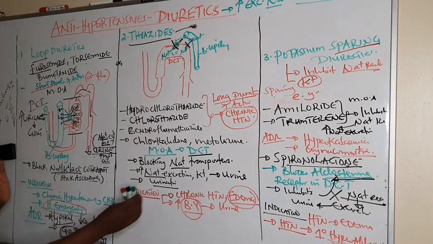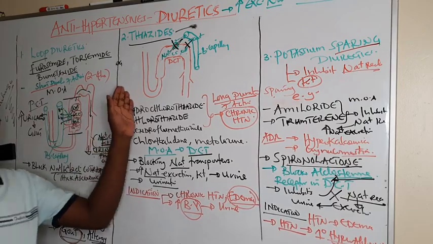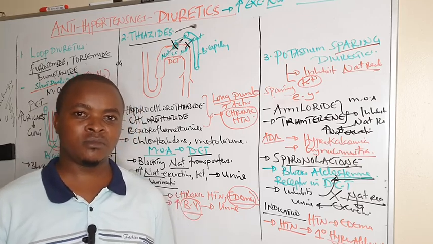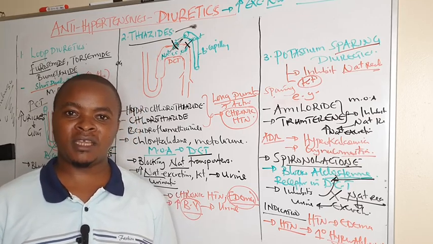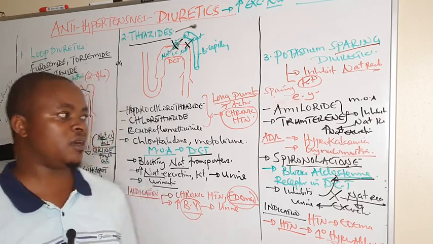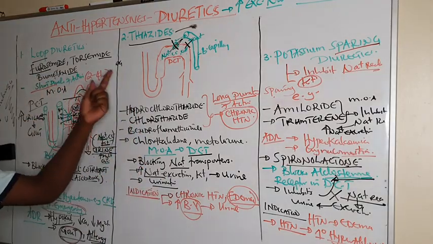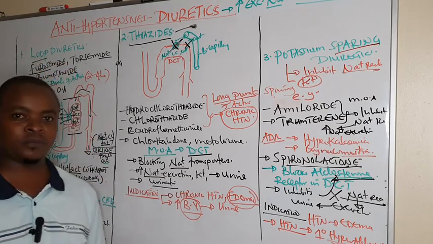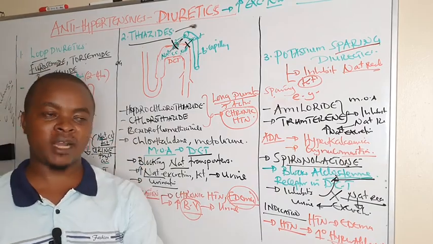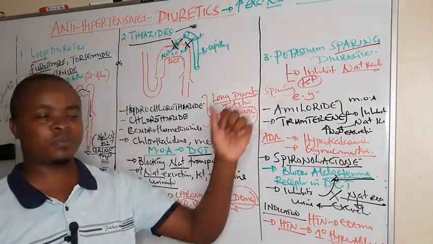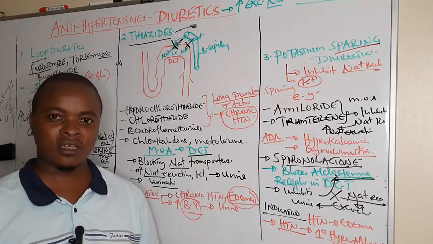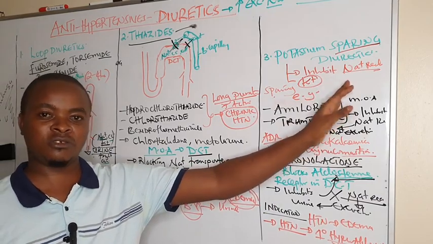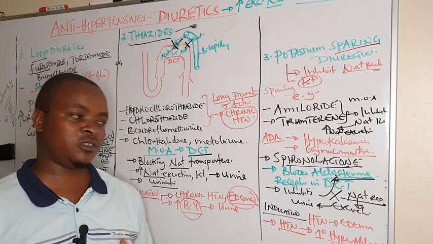And also these two drugs, the loop diuretics and the thiazides, we normally use them when there is hyperkalemia. If a patient is having hyperkalemia, we can give either a thiazide or a loop diuretic so that we can increase loss of potassium. But in case there is hypokalemia, then you give a potassium-sparing diuretic. And I have said this one is not given alone. It's given in combination with other diuretics.